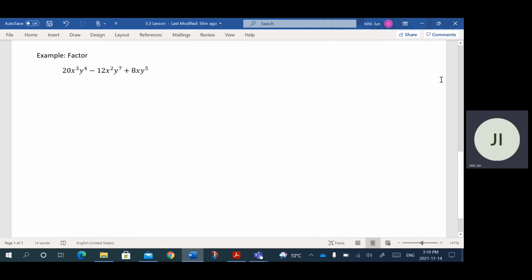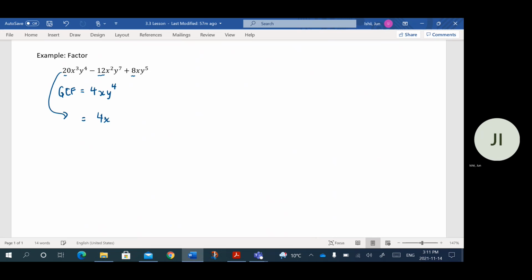So once you do this a few times, we should be able to figure out what the GCF is fairly quickly. All right, so between 20, 12, and 8, the greatest common factor of the coefficients here would be 4. Then what I'm going to do is take the lowest power of each x, right? So x cubed, x squared, and x. So x is the lowest power. Y to the 4th, y to the 7th, y to the 5th. So y to the 4th is the lowest power of y. All right. So therefore, this is going to equal 4x y to the 4th, bracket.